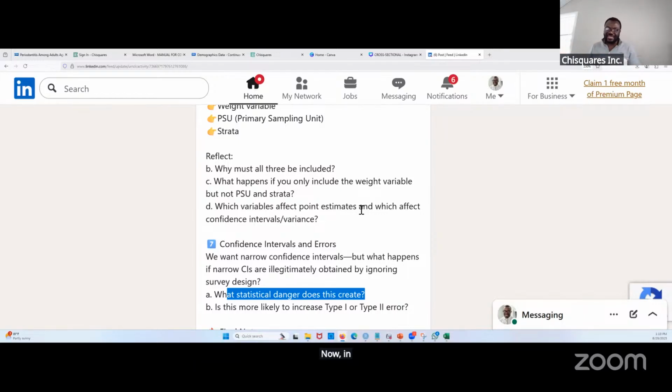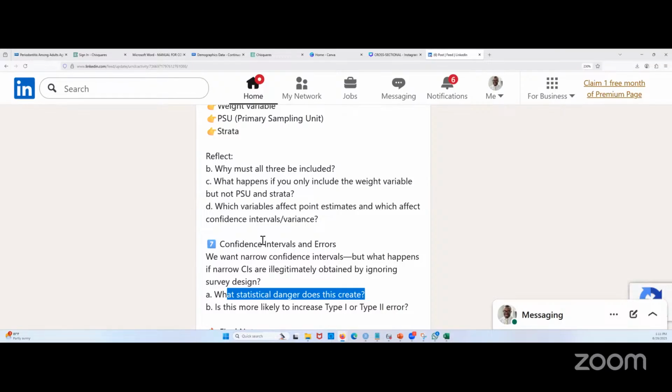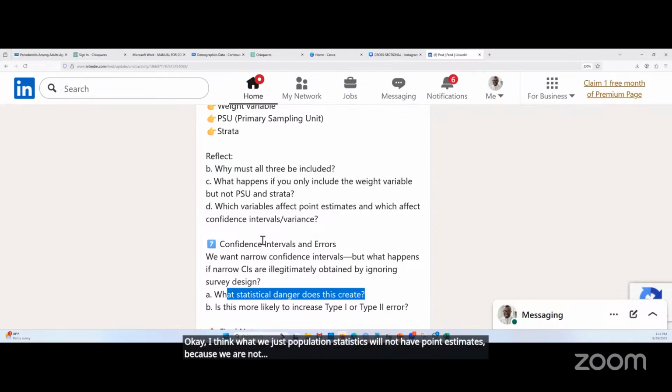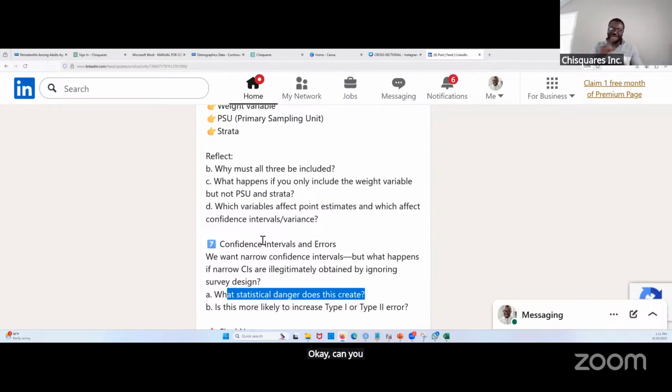Now, in the analysis, what also won't we have? We've been talking about prevalence point estimates and confidence intervals. When we're analyzing the data from that census, what would we not have? Okay, I think we'll work with just population statistics. We will not have point estimates because we're not making an inference from a sample since we're using the whole population. Okay, can you reverse your answer the other way around? We'll have point estimates, but we won't have what?